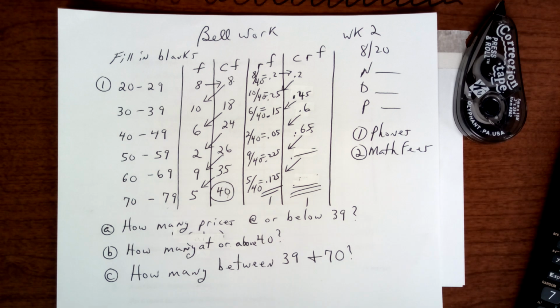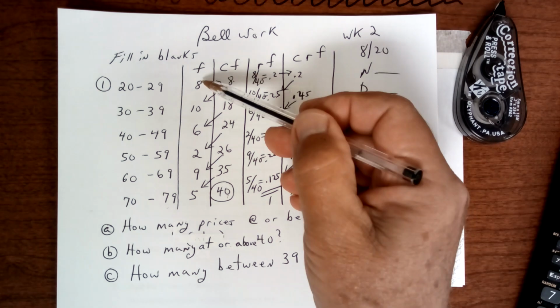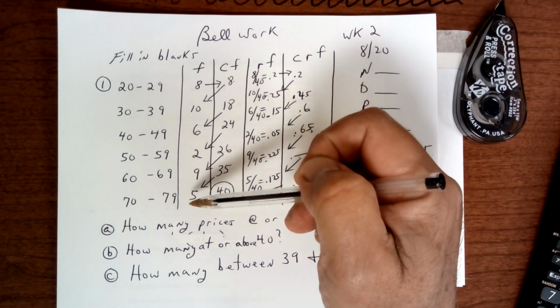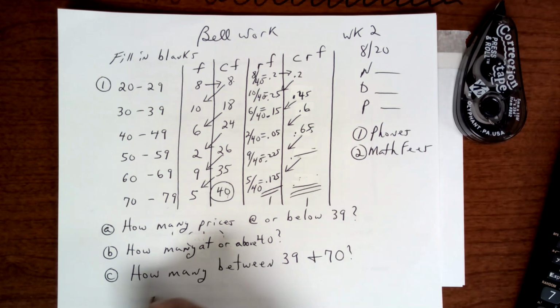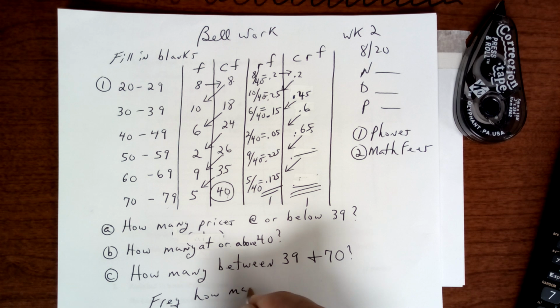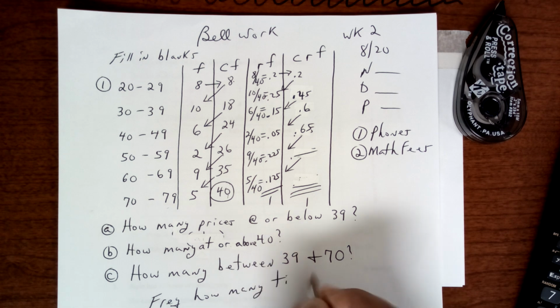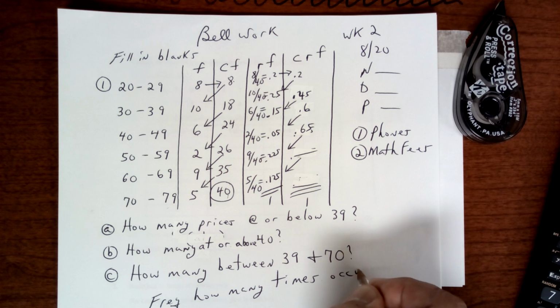So you have the frequency, which is how many times it occurs. Write that down. Frequency is how many times something happens. How many times it occurs. That's what frequency is.